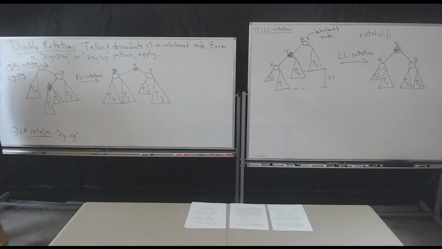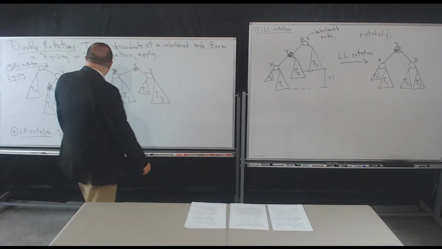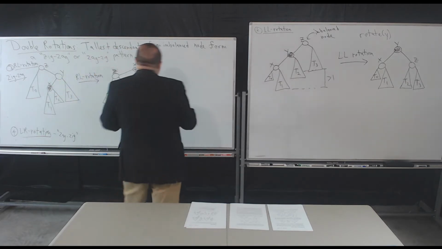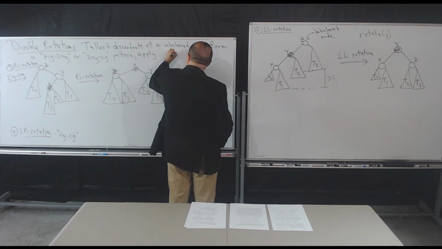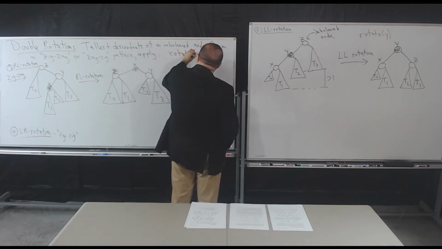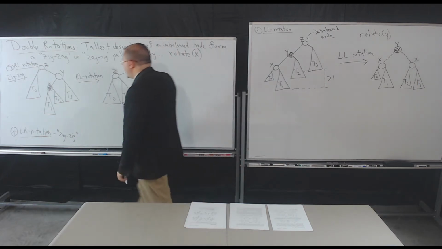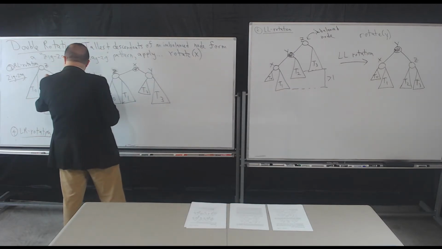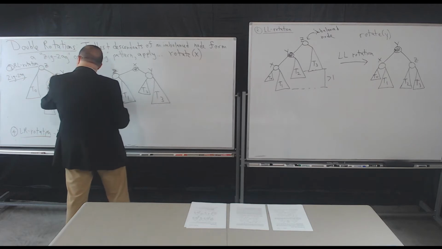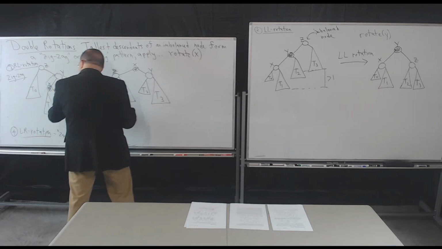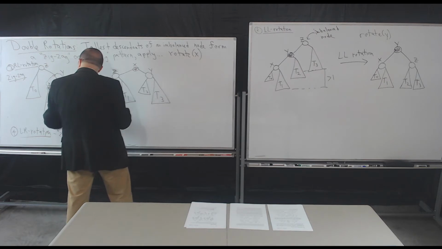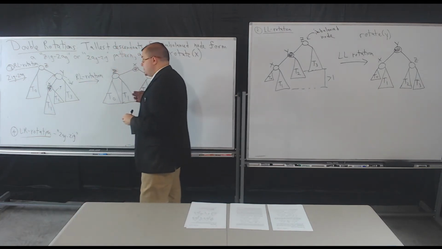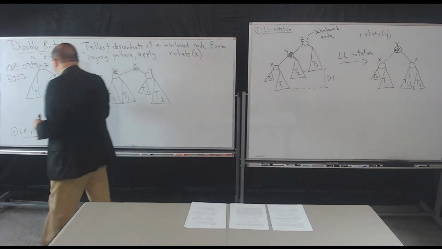I use a rotate operation. Where should I do it? I want to pull X up, right? So I need to apply rotate on X. I apply rotate to X. What will happen is this will pull X up and push Y down, and then a trade-off will occur. And then what happens? What else do I need to do?